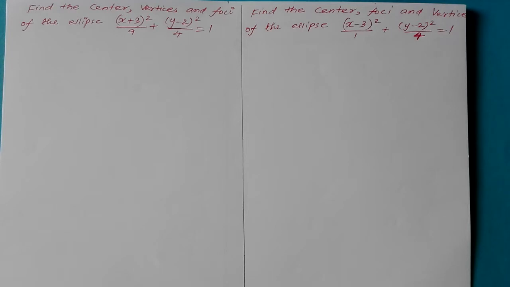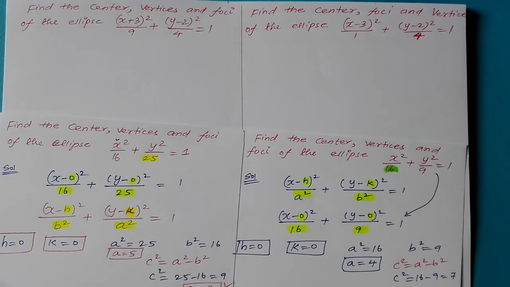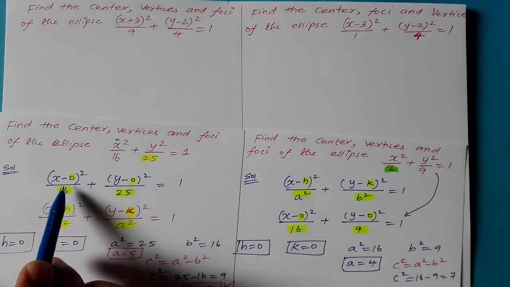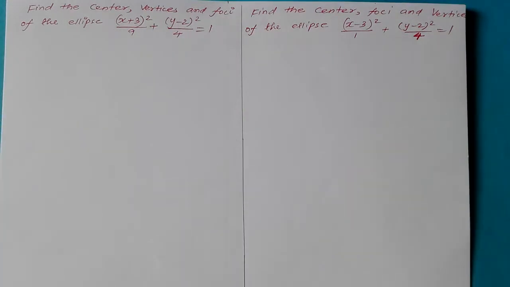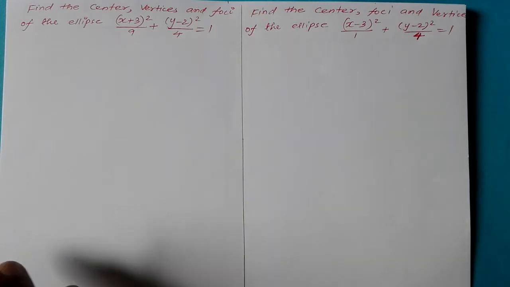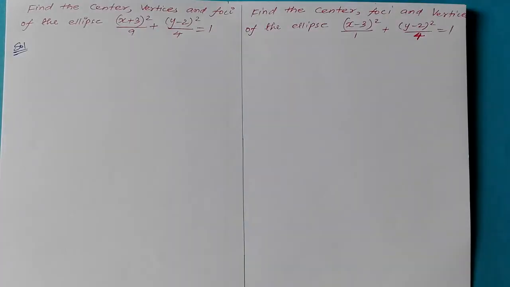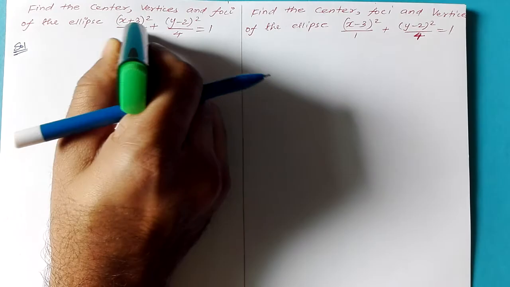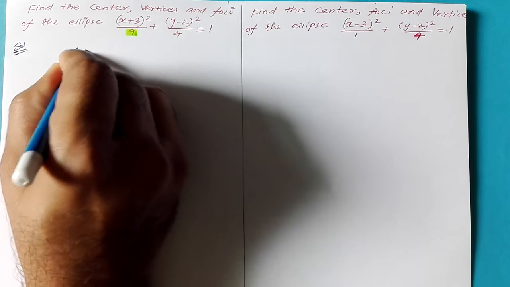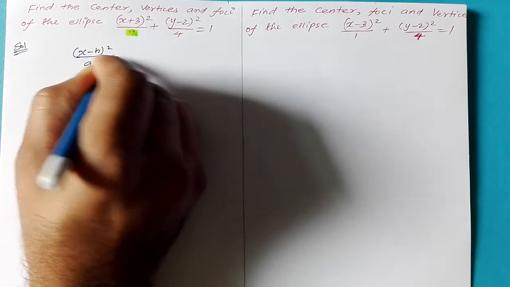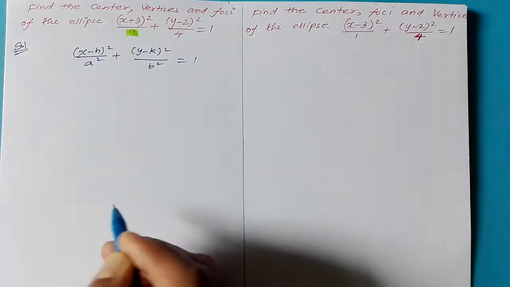What is the difference between the last problem and this problem? The last problem was about the origin, about 0, but here you have 3 and 4. Now the same thing we have to go through here. I have to compare. First I have to find the biggest number. The biggest number is present below x. So I have to write the standard form: x minus h whole square over a square plus y minus k whole square over b square is equal to 1.